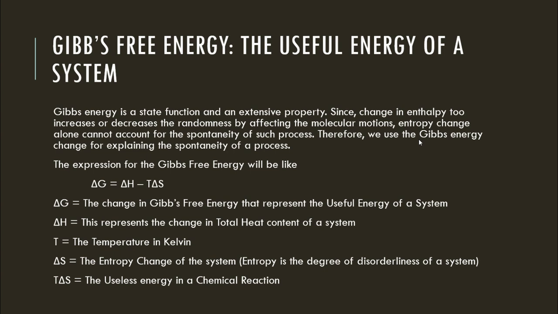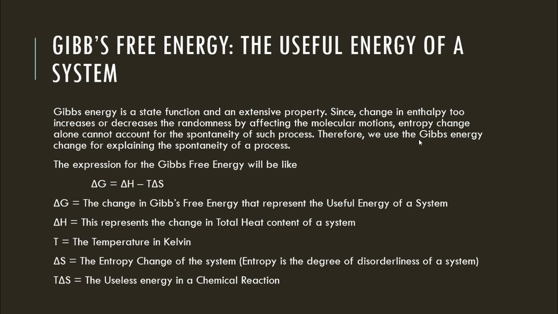So since change in enthalpy increases or decreases the randomness by affecting the molecular motions, entropy change alone cannot account for the spontaneity of such a process. Therefore, we use the Gibbs free energy for explaining the spontaneity of a process. Spontaneity means: will this reaction occur or will it not? So the expression for the Gibbs free energy is delta G equals delta H minus T delta S, where delta G is the Gibbs free energy, and that's the useful energy. The delta H is the enthalpy change, which is the total heat content. Then the temperature is in Kelvin, of course.